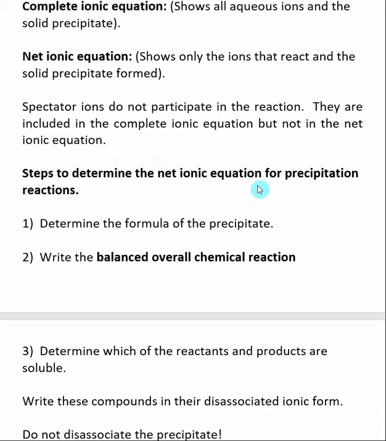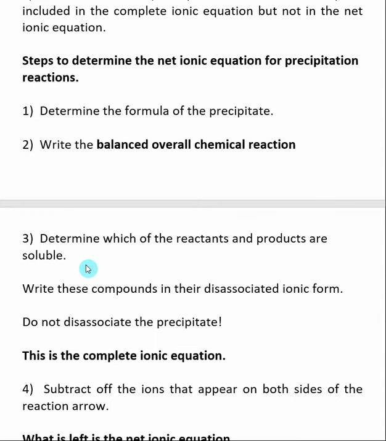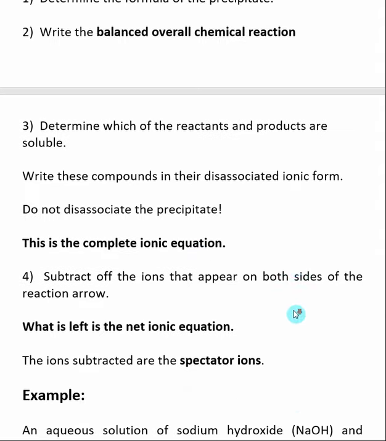So the steps to determine the net ionic equation for a precipitation reaction start with determining the formula of the precipitate, then writing the overall balanced chemical equation, determining which of the reactants and products are soluble, and then writing down these soluble compounds in their dissociated ionic form. Remember, during this process, the precipitate is considered a solid and is insoluble and is not dissociated in this particular step. When we're done dissociating the soluble salts into their ionic form, this is called the complete ionic equation.